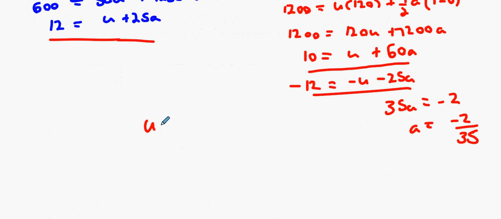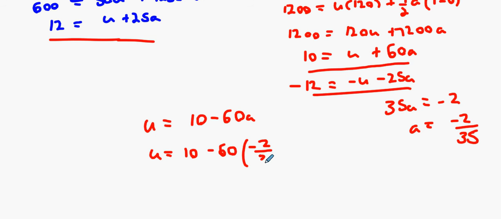So u equals, I can bring over the 60a over the other side, so u will equal 10 minus 60a. So u equals 10 minus 60 times minus 2 over 35. Put all that into the calculator, you'll find that your u value is 94 over 7 meters per second, alright?